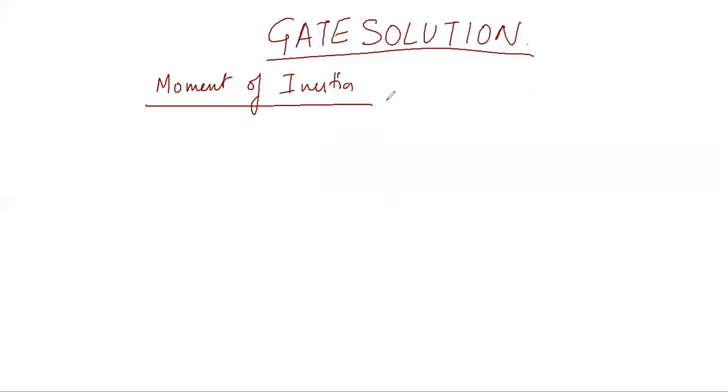Moment of inertia, if we define it, is defined as I equals mr square, right? So whenever moment of inertia is defined in terms of mass, then it is known as your mass moment of inertia.